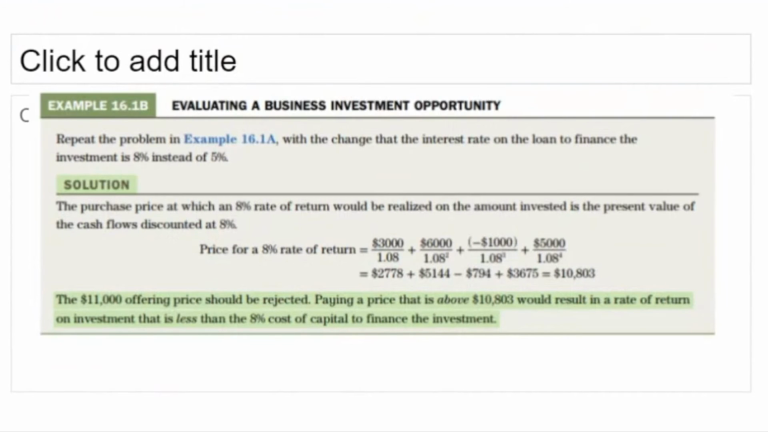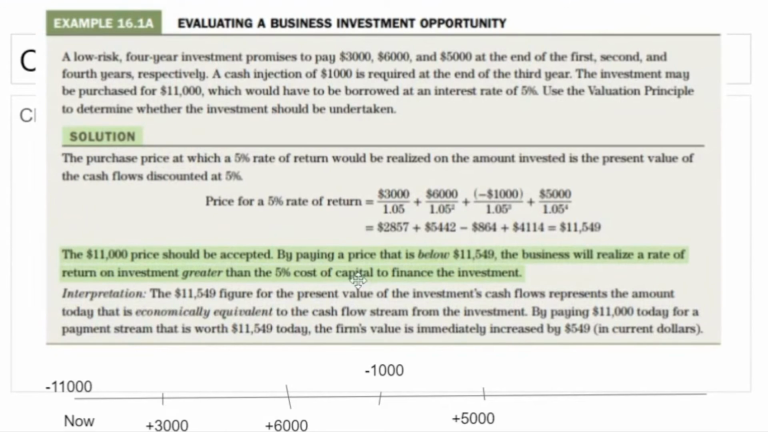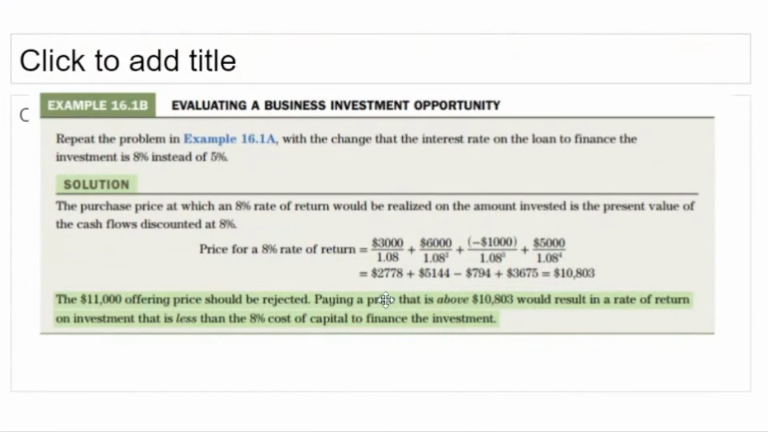Okay, let's look at another one. Repeat the problem with the change in the interest rate on the loan to finance the investment. So assume that the interest rate is now 8% instead of 5%. We've got exactly the same calculation, no different, but it's 8%. Same scenario. And notice if the interest rate is 8%, the sum value of what we've got coming in is $10,803.